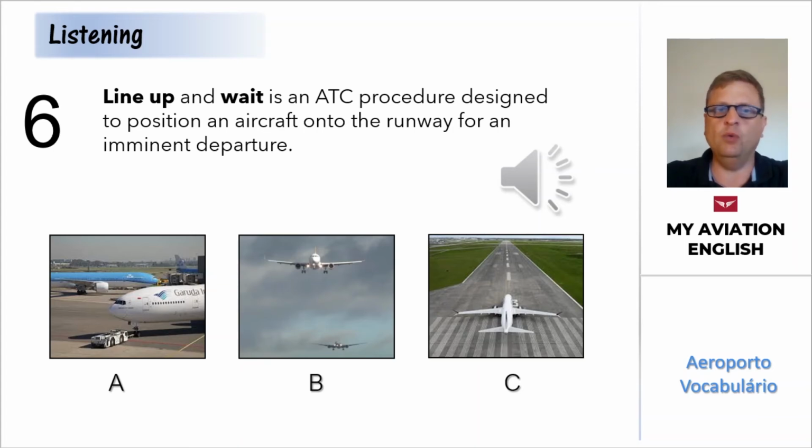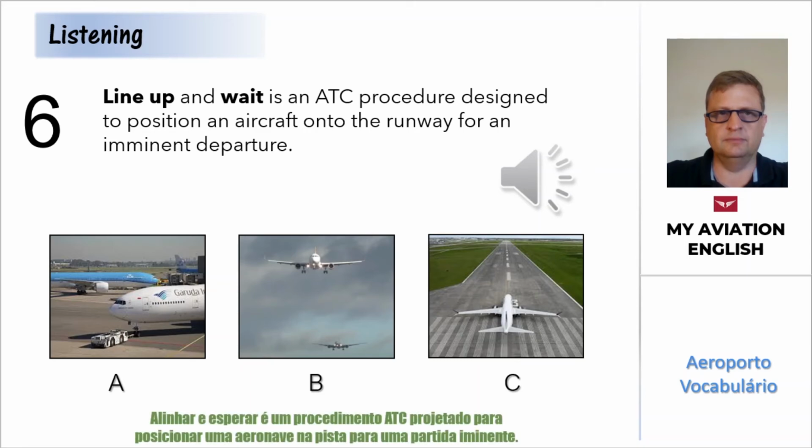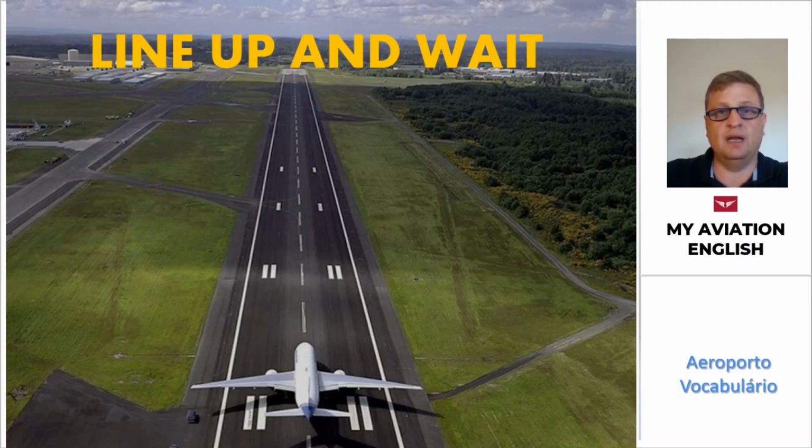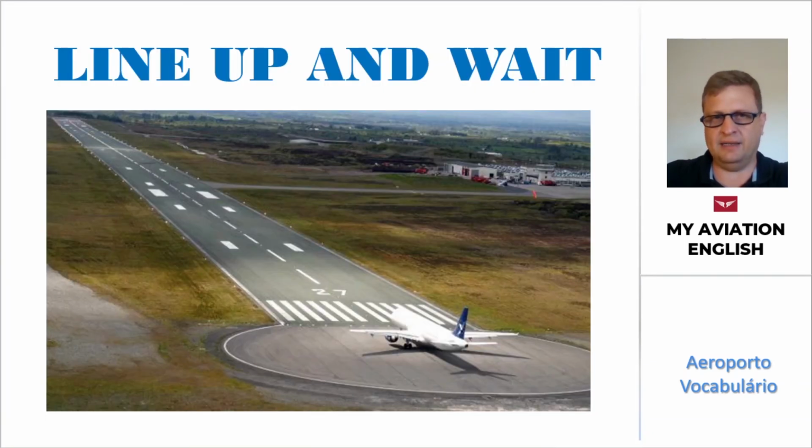Tá? Então, é a opção C. Line up and wait, ok? O avião, the aircraft is lining up in the runway for an imminent departure. Para uma partida iminente. Line up and wait is an ATC procedure designed to position an aircraft onto the runway for an imminent departure. Ok, vamos para o próximo. Coloquei umas figuras de line up and wait aqui que eu achei legais, tá? Line up and wait. Line up and wait, ok? Line up and wait again, a third time. Alinhe e aguarde.